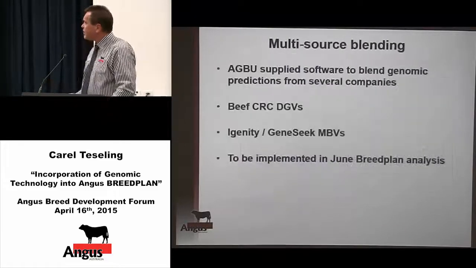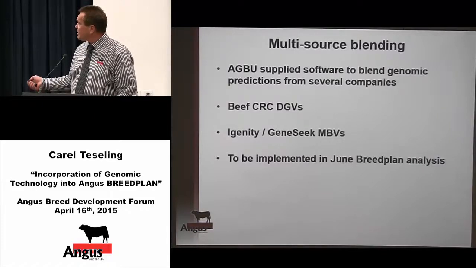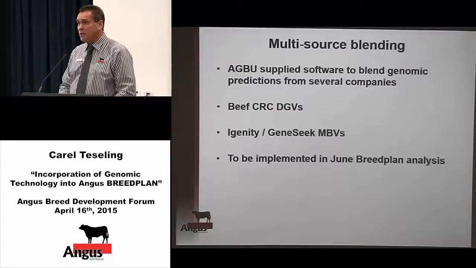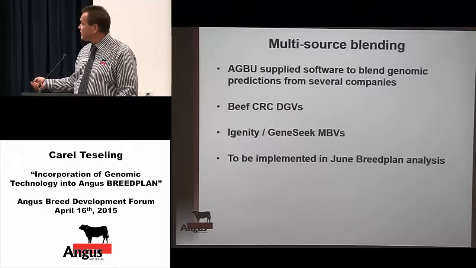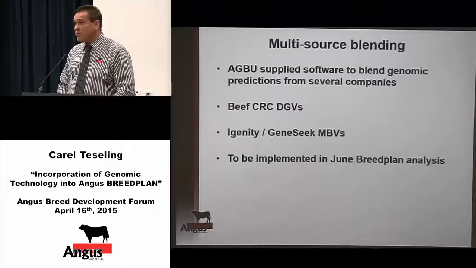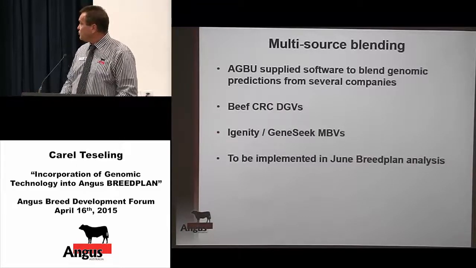Right. So quickly, just multi-source blending, that is the next step that's going to occur. Angus supplied us software to blend genomic regions from several companies. So we can now actually also blend the BCRC EGDs and also the GC MDDs. But that is going to be implemented in the Genomic Replanting analysis.